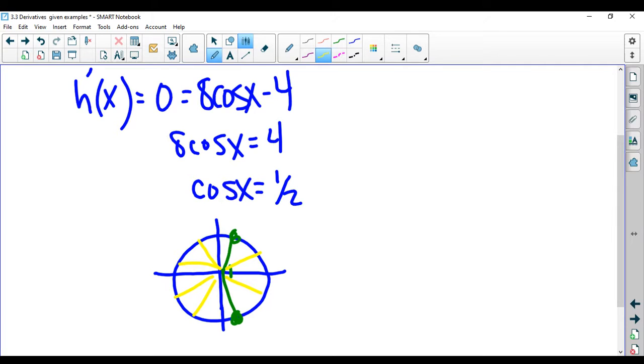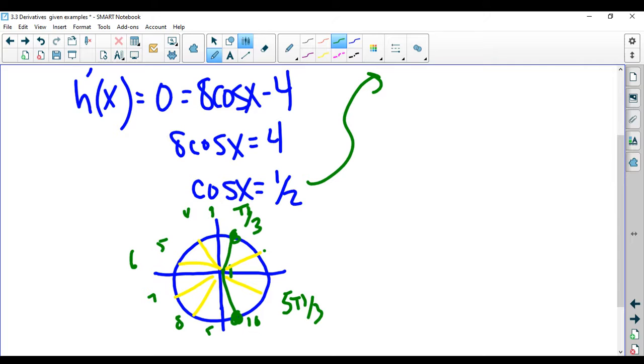And now figure out what these angles are. So this angle is 2 pi over 6, or pi over 3. The next angle is 3, 4, 5, 6, 7, 8, 9, 10 pi over 6, which is 5 pi over 3. So the solutions to this equation, or the critical numbers, are x equals pi over 3, and x equals 5 pi over 3.